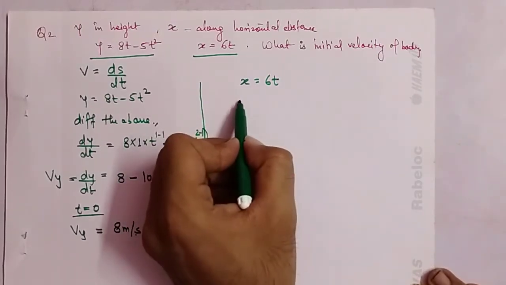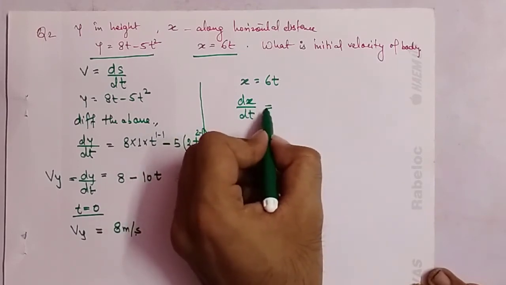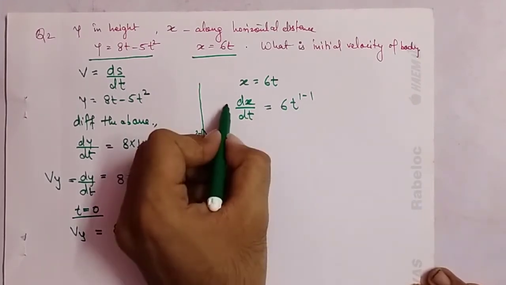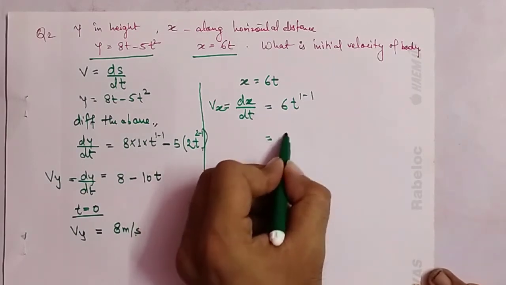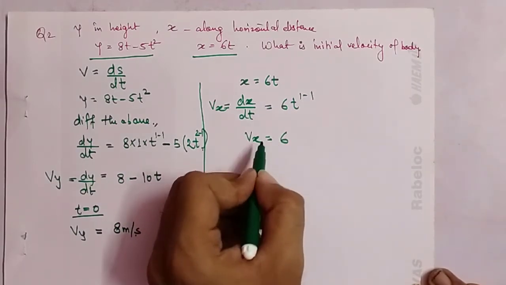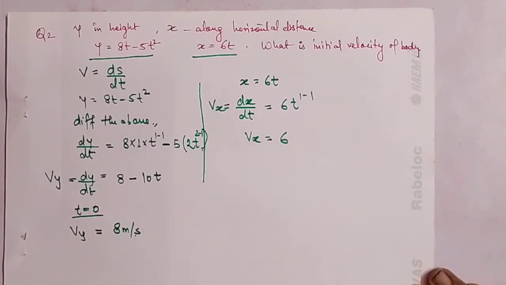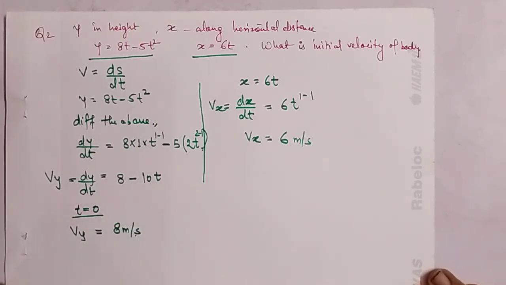So let's again differentiate it with respect to time. So dx by dt, that is simply t to the power 1 minus 1, and what we are getting, that is the Vx. All right, so this will become 6 as our Vx. Now you can see there is no term left for the t. That means now you do not require to put anywhere the value of t, and we directly get that the velocity is 6 meter per second at the initial time.